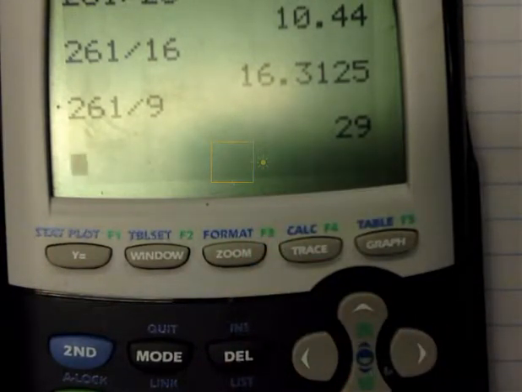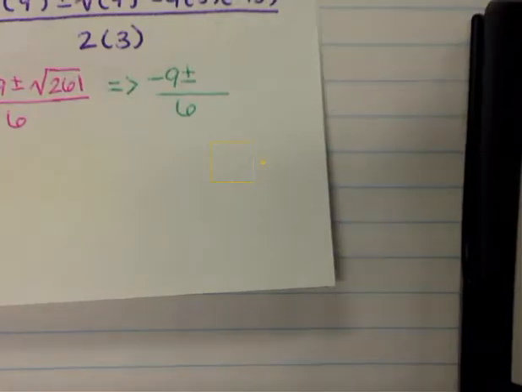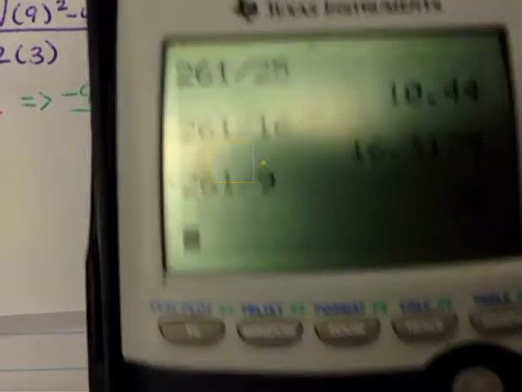And since it was 261, I started with 225. That's not necessarily the smallest. So the biggest number that I could have started with, because I could have gone bigger. So I'm going to put 9. Square root of 9 is 3. So we have 3 square root of, it was 29. Now I'm going to see if that square root of 29 can simplify further, just in case.